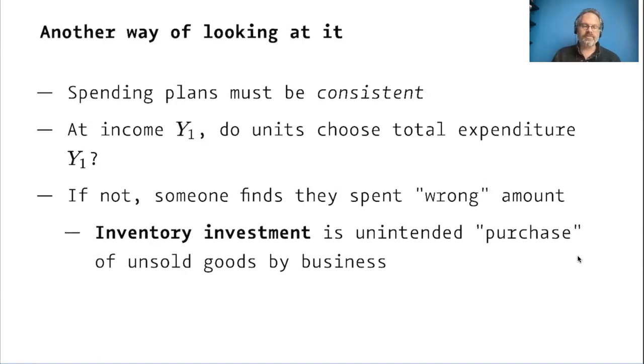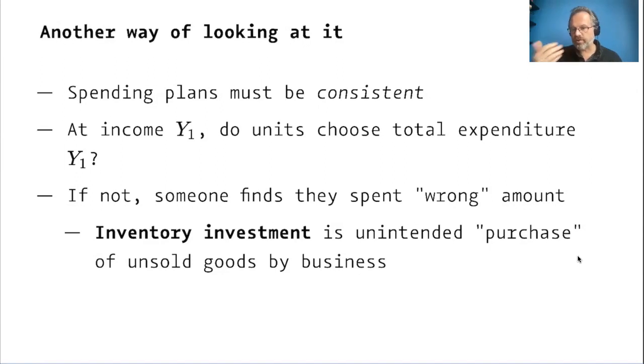In either case, effectively somebody, in this case the business, finds that they spent a different amount than they planned to. They planned on a certain level of investment, but then they ended up in addition with some positive or negative inventory investment. But they're going to obviously, in that case, change their behavior next period. If your inventories are growing, that says you're producing too much, you need to produce less. But to do that, you're not going to hire as many workers. That's going to reduce incomes in the economy and reduce the amount of spending until we get back in line.